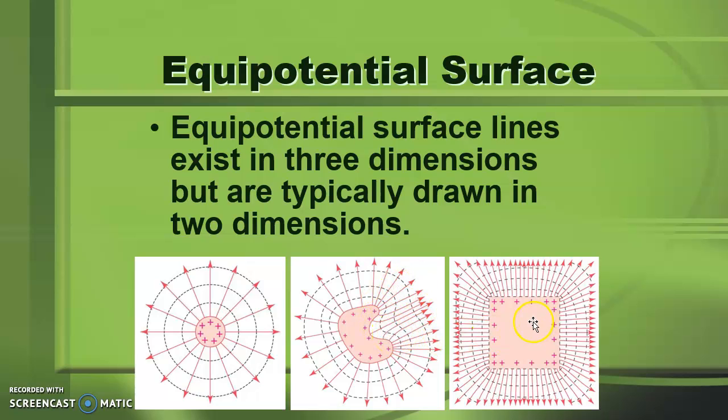If you had a bigger object that had more of a charge, you're going to have more charges on the outside, and it's relative to the shape. So these are examples of equipotential surface lines.